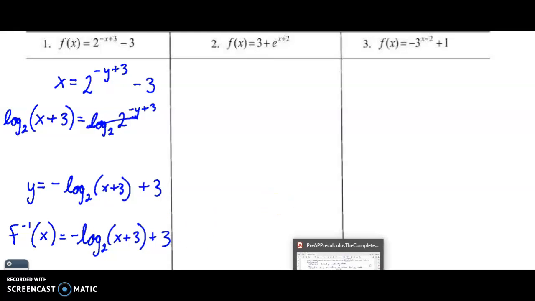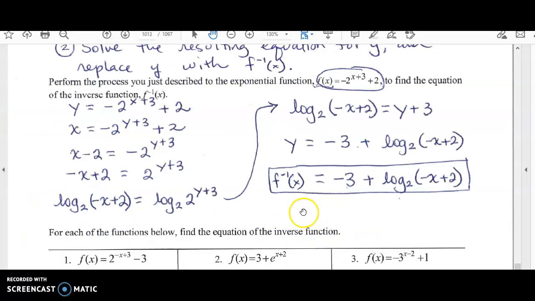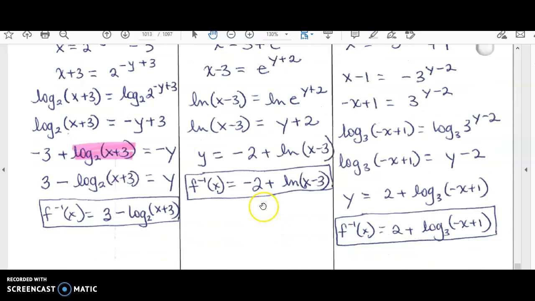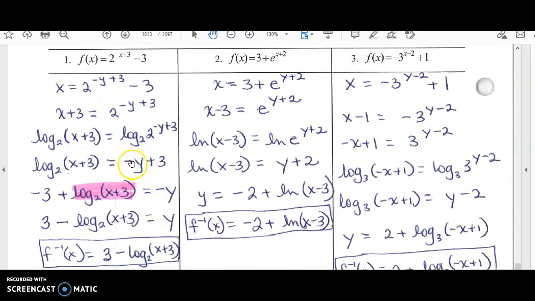As I show you the answer key, let's see, that was the first one. Notice that he explained it slightly differently, where he left the negative y on the right side. But notice that the answer is the same, where the negative log base 2 is the same and plus 3, but addition is commutative, so you can switch the order around if you want.